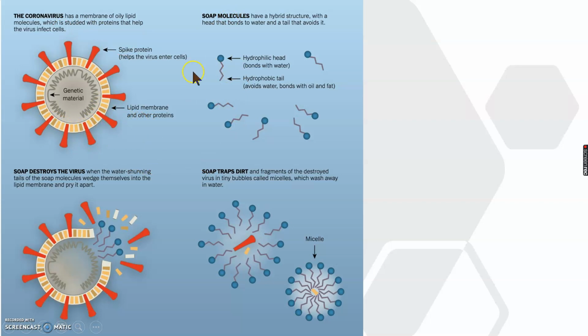So we have our soap molecules. You have the hydrophilic head that interacts with the water. You have the hydrophobic tail. And so we remember like dissolves like. And so our soap can dissolve in water because this hydrophilic region, this polar region, interacts with the polar water. And then this non-polar region, we see here, once these soap molecules can wedge themselves into the lipid membrane, because the lipid membrane is nonpolar and the tails here are nonpolar, it can then break that lipid membrane apart, essentially breaking apart the coronavirus.